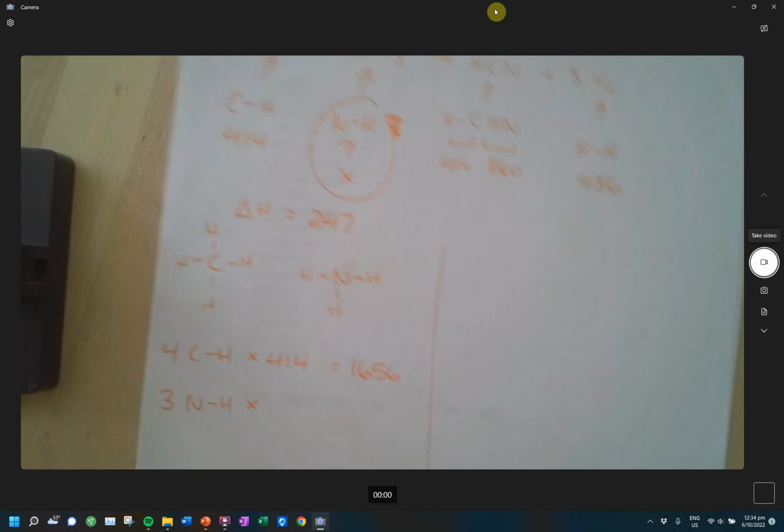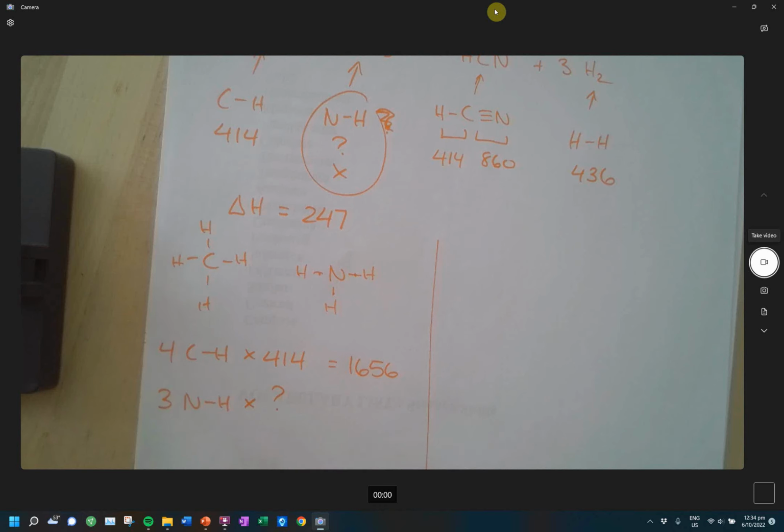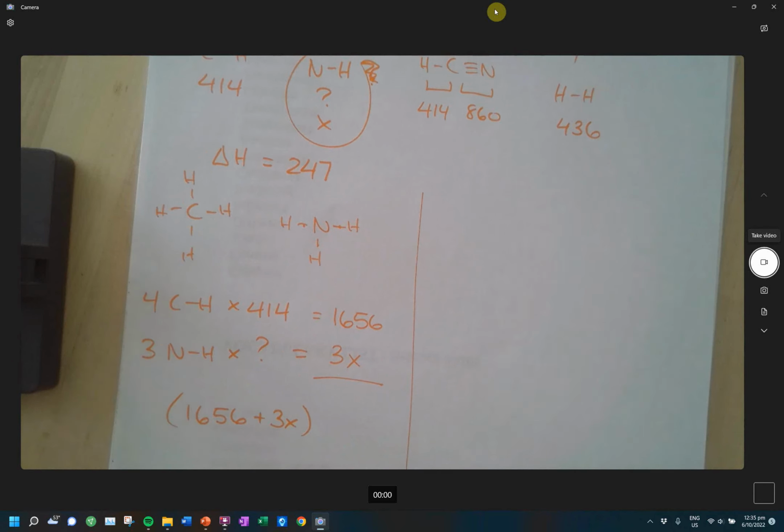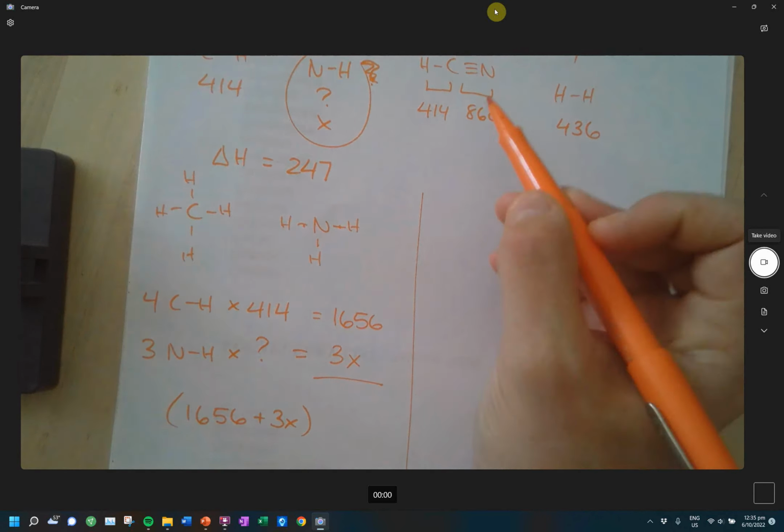But this is my unknown. So this is my question mark, the unknown that I'm solving for. What I'm going to do is take that question mark and multiply it by 3. So what I'm working with in reality is 3x, because I have 3 of the hydrogen-nitrogen bonds. When I put it together, I actually have 1656 plus 3x as my answer for that. And that's okay. We're going to plug that into the equation and use it as is.